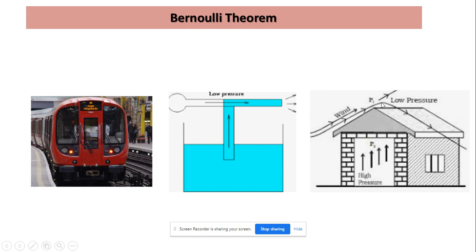Similarly, you have seen that when strong winds are blowing, the roofs get lifted up. They don't move in a horizontal direction, rather they get lifted up. This is also due to the Bernoulli theorem, because initially the pressure above the roof and inside the room are almost in balance with each other. But when the wind starts blowing with very high velocity above the roof, the pressure above the roof will decrease, and the inside pressure gets higher. So the air moves from the high pressure region towards the low pressure region. In this way, the roof gets lifted up and blown away. So these are some applications of Bernoulli theorem.